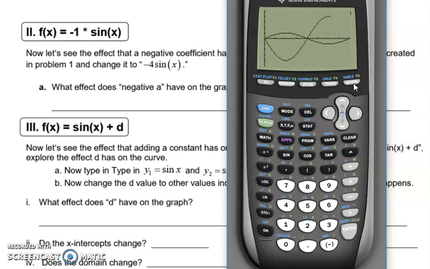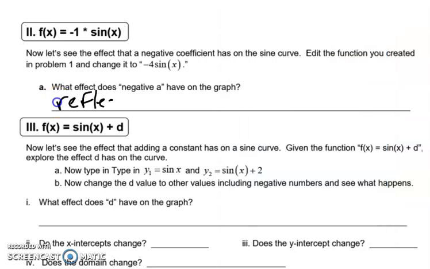What change do you notice? Now, as opposed to the graph starting up, now it starts by going down. So that is reflecting across the x-axis, just like the other functions that we discussed, be it absolute value or quadratics most recently.